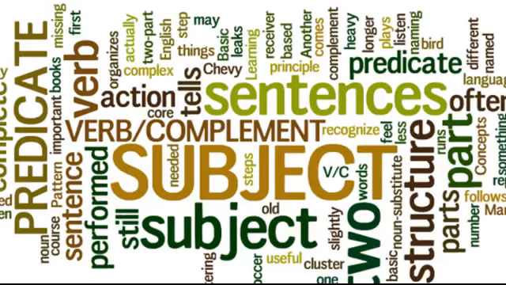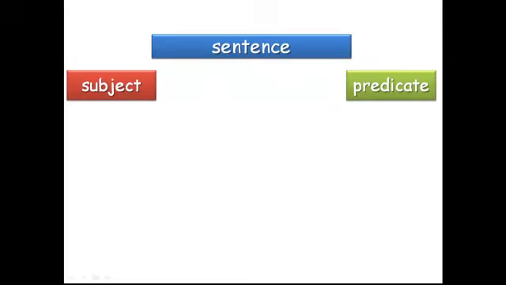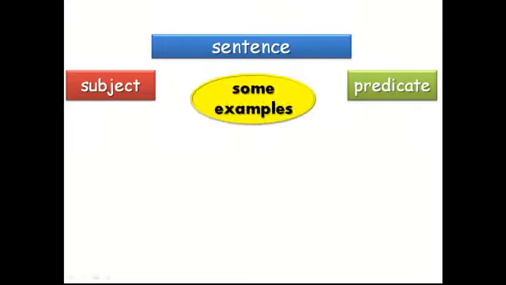And welcome to this grammar video on basic sentence structure. In this video, we're going to look at the basic structure of a sentence. Basically, a sentence has two parts: a subject, which is doing something, an actor if you like, and a predicate, which tells us what the subject is doing. Let's look at some examples.